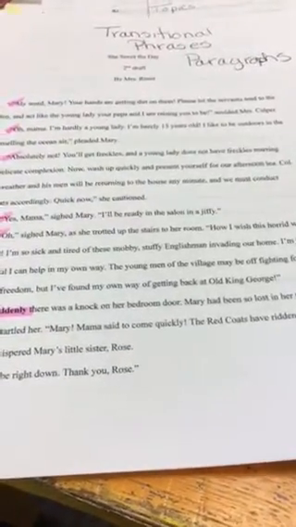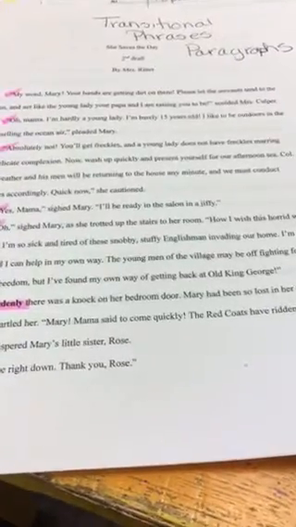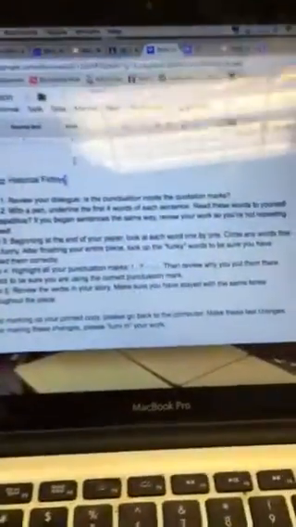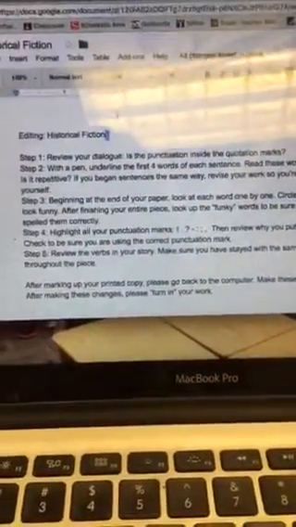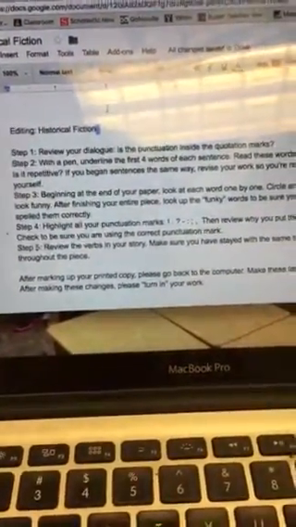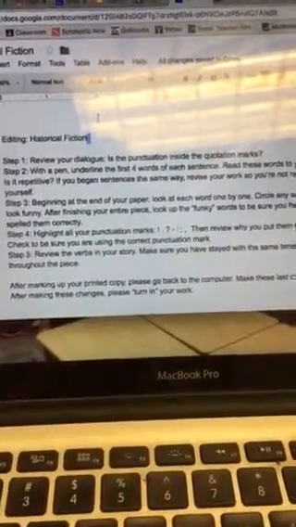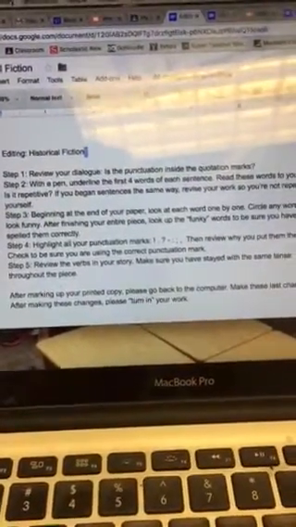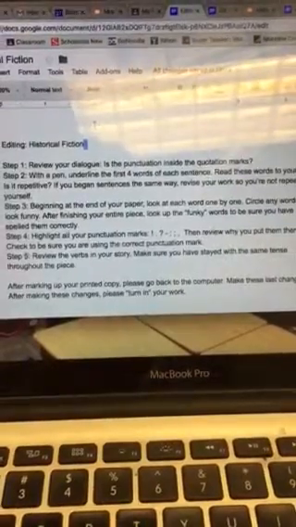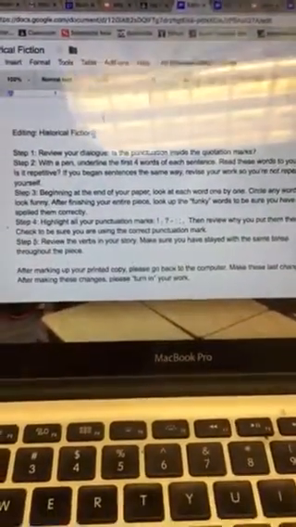The first step is to review your dialogue. Is the punctuation for the dialogue inside the quotation marks? So review the use of dialogue and how you've punctuated it. I've attached a sheet to show you examples of how to do that as well.